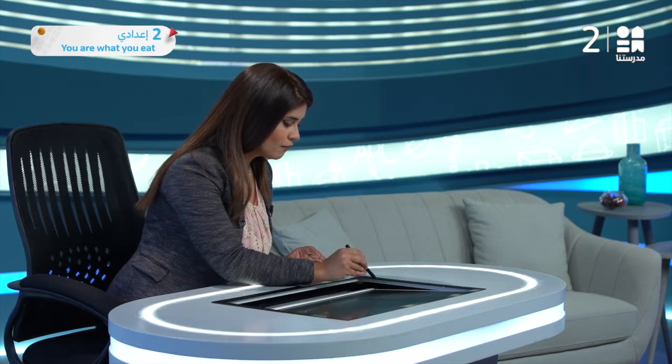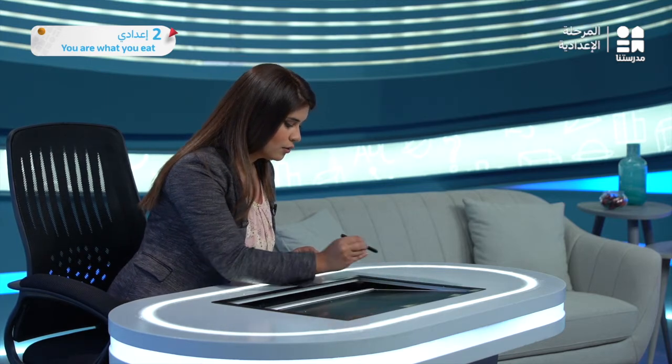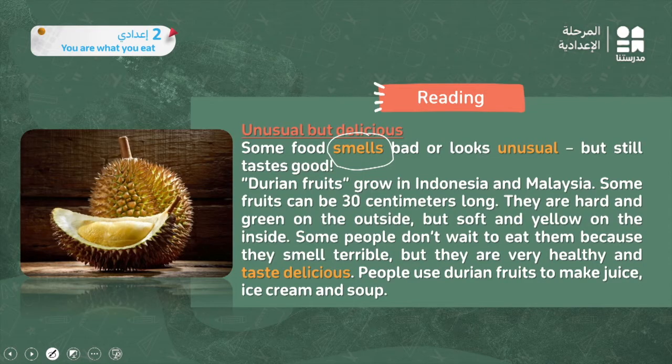Okay? So some food smells bad or looks. Let me circle with my pen here. Okay, here smells is the first new word. Smells means إن هي ممكن يبقى ليها رائحة كريهة. Okay, not smell اللي هو يشم. So some food smells bad يعني ممكن تبقى تصدر رائحة كريهة. Or looks unusual. Looks unusual يعني شكلها بيبقى غير عادي اللي هو مش متعارف عليه among people. So but still tastes good. Still delicious. Durian fruits. Durian fruits هو ده الاسم الفاكهة اللي قدامنا دلوقتي.